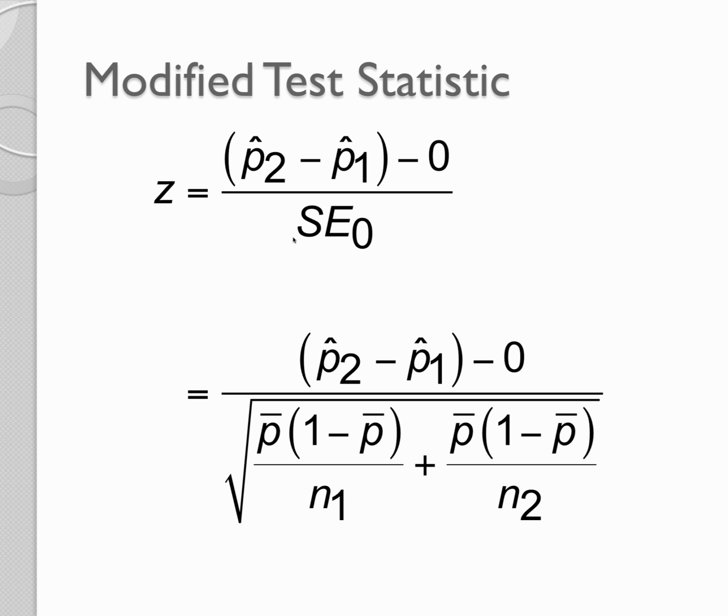We're going to use the standard error under the null hypothesis, and that's actually just represented by the P bar and the N1 in ECMO and the N2 in conventional medicine.